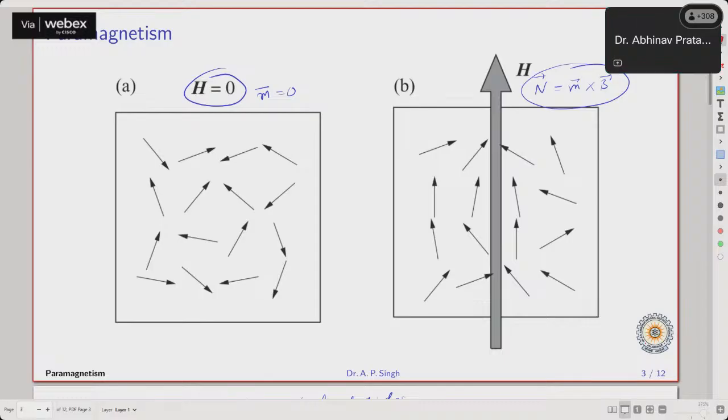Okay, and they will be pointing in all sorts of directions. Now I want to check what is the probability of them pointing in a certain direction, which is making some angle theta with the magnetic field.